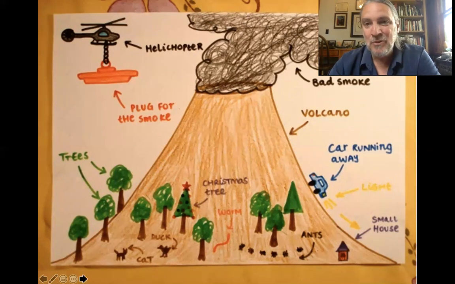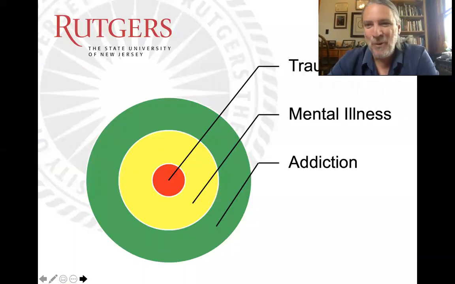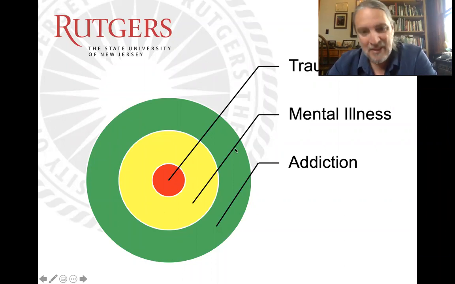So to my view of it, very often addiction is an attempt to medicate the mental illness symptoms that come from the trauma. This is a little bit more scientific of a way of looking at it rather than the volcano picture, but I think the volcano picture is a lot better. So at the core, you have this trauma aspect, then you have the symptoms of the mental illness that come from that, and then the addiction becomes a method of trying to cope with that.